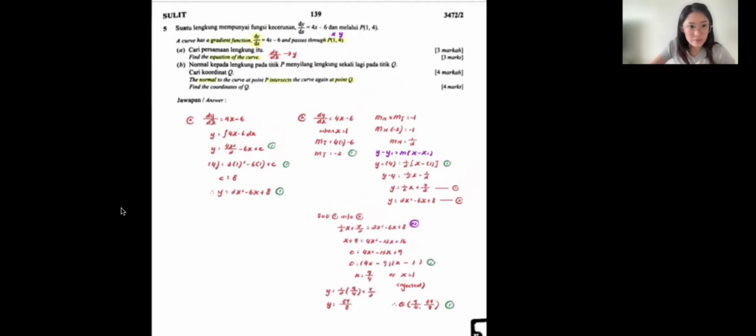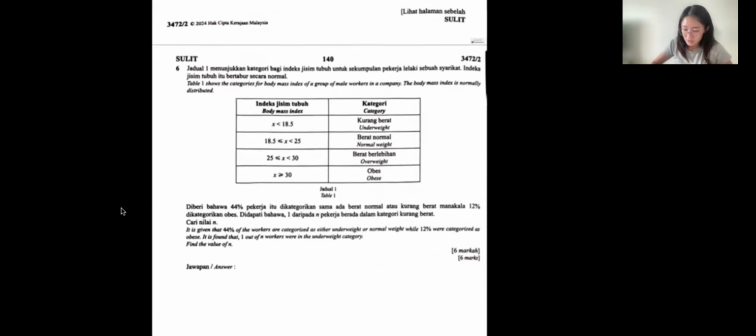Okay, next question. Let's look at number 6. Number 6, table 1 shows the categories for body mass index for a group of male workers in a company. The body mass index is normally distributed. Given that 44% of the workers are categorized either as underweight or normal weight, and 12 were categorized as obese, it is found that 1 out of n workers are in underweight group. Find the value of n.